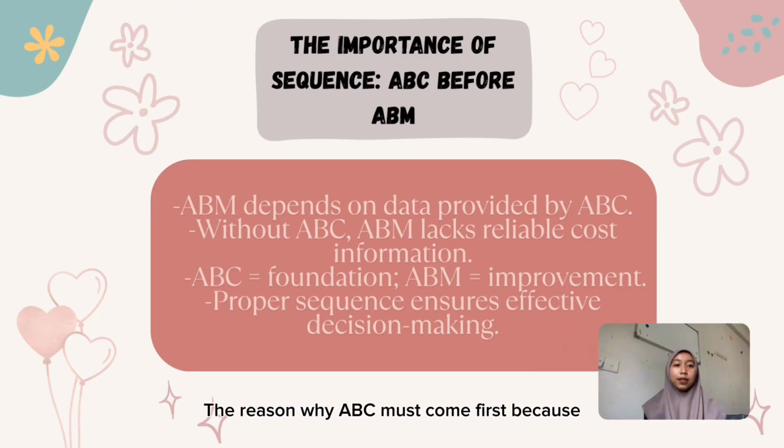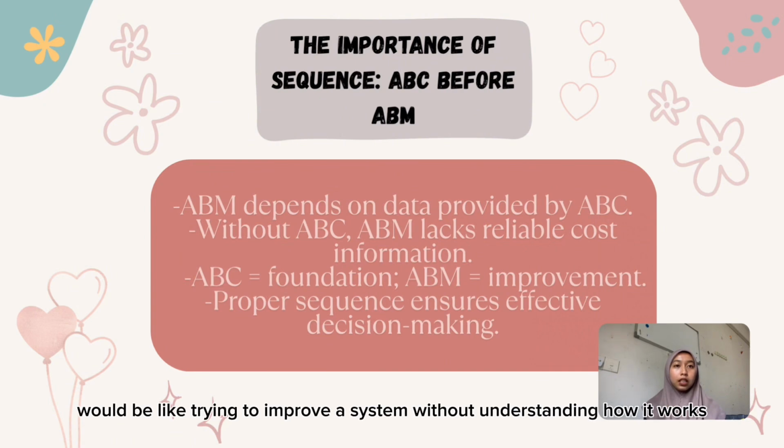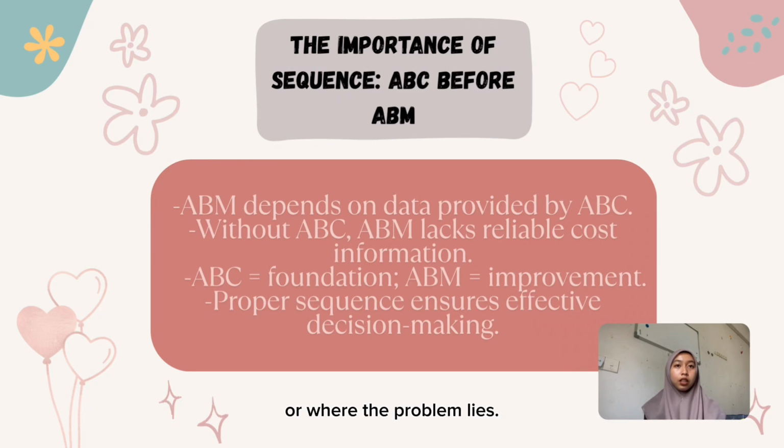The reason why ABC must come first is because ABM cannot function without accurate and relevant cost information. Attempting to implement ABM without first establishing ABC would be like trying to improve a system without understanding how it works or where the problem lies. ABC provides the foundational data that ABM needs in order to target the right area for improvement. Without ABC, ABM would lack direction and effectiveness.